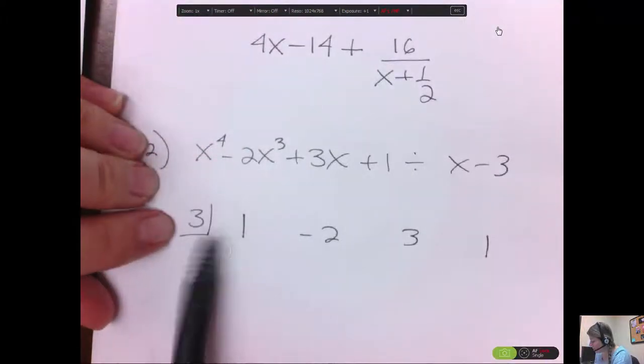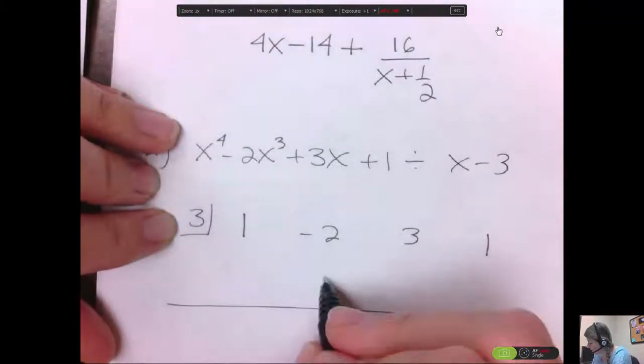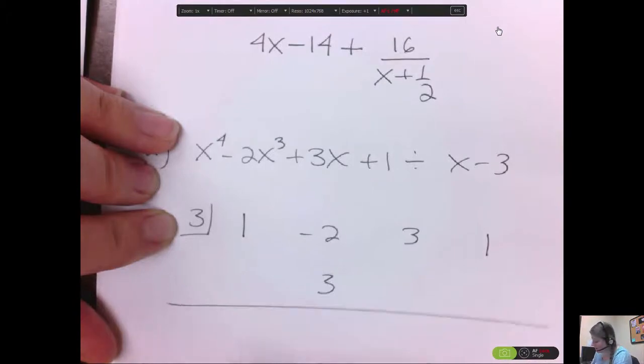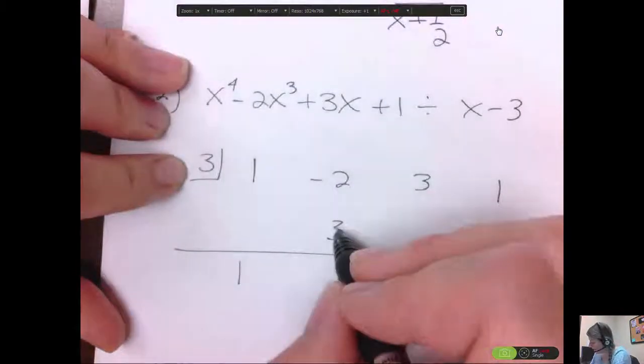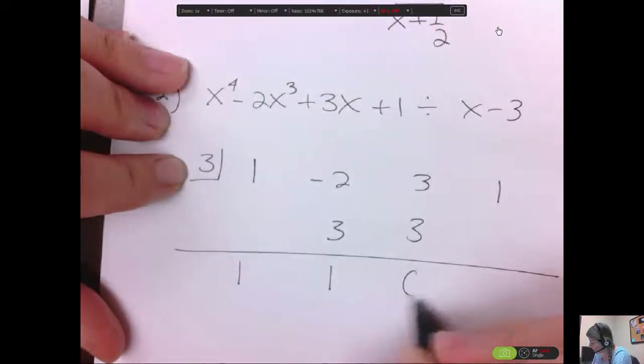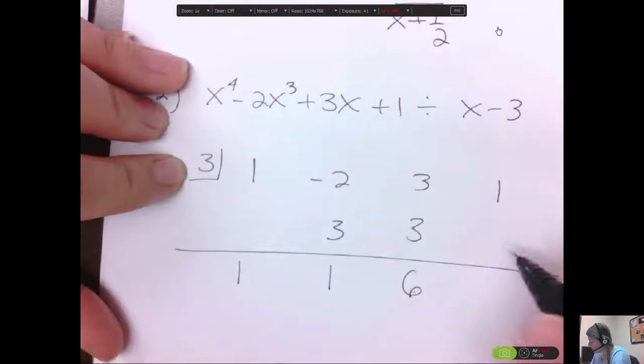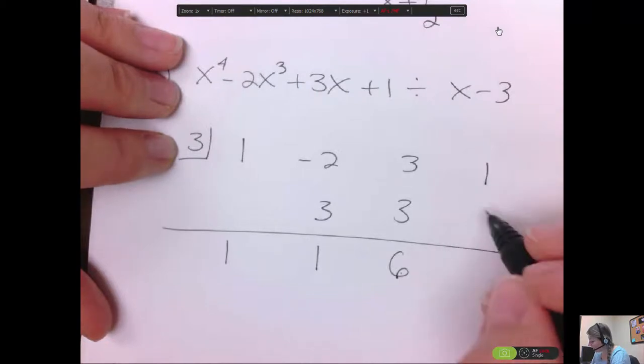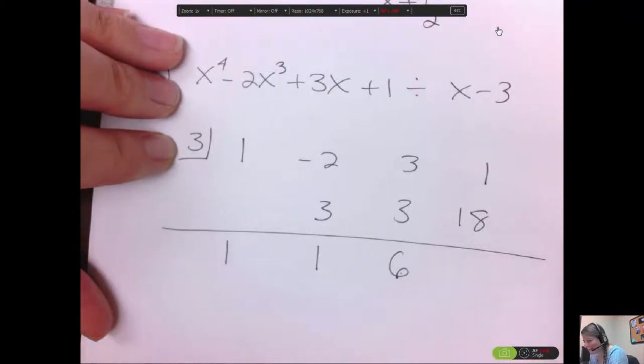So we'll start with 1 times 3, right? That would give us our first spot over here, which is 3. Bring down the 1, I get 1. Negative 2 and 3 make 1. 1 times 3 is 3. 3 and 3 make 6. 6 times 3 is 18. I don't know why I couldn't think of 6 times 3.